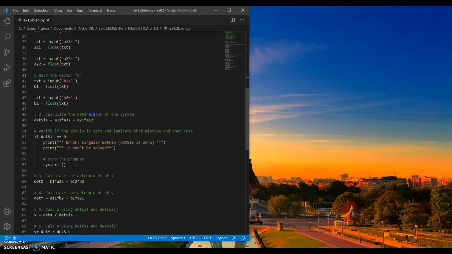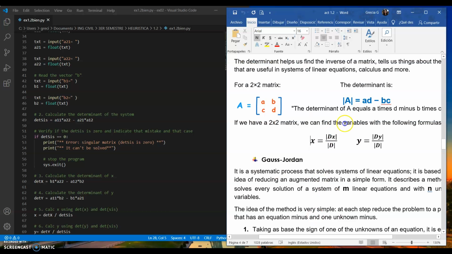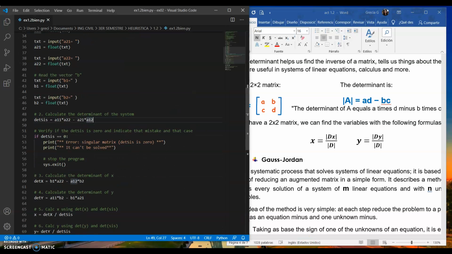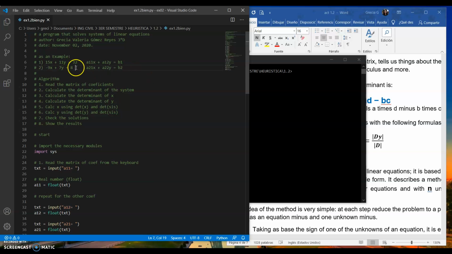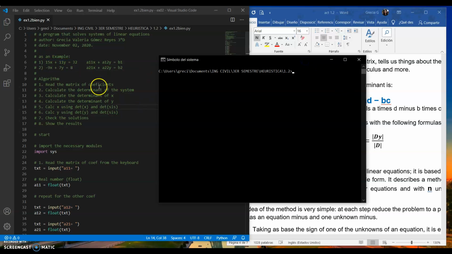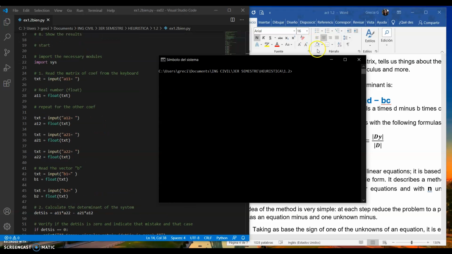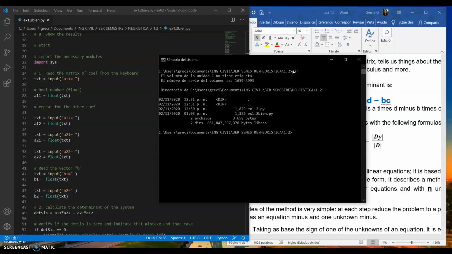Now we will calculate the determinant of the system. As I told you, we calculate it this way: A11 times A22 minus A21 times A12. Now we verify. In this case, I will show you that this matrix is not a singular matrix. What is a singular matrix? It's a matrix where the determinant is 0, and this means that maybe it can be solved or it has infinite solutions.